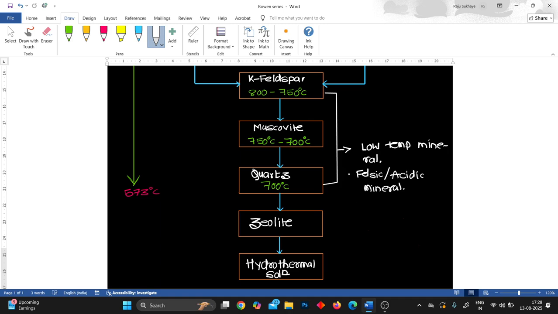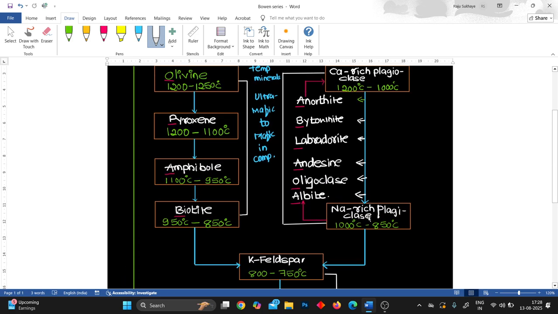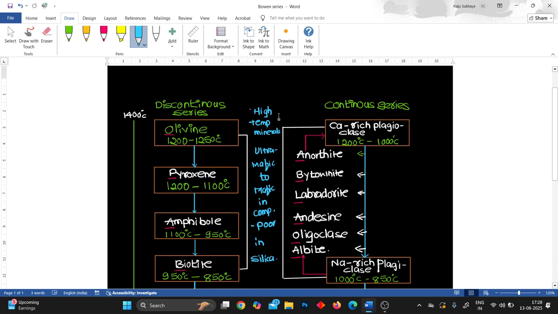They are also rich in silica. The ones on this side are poor in silica. So this is all about Bowen's reaction series.